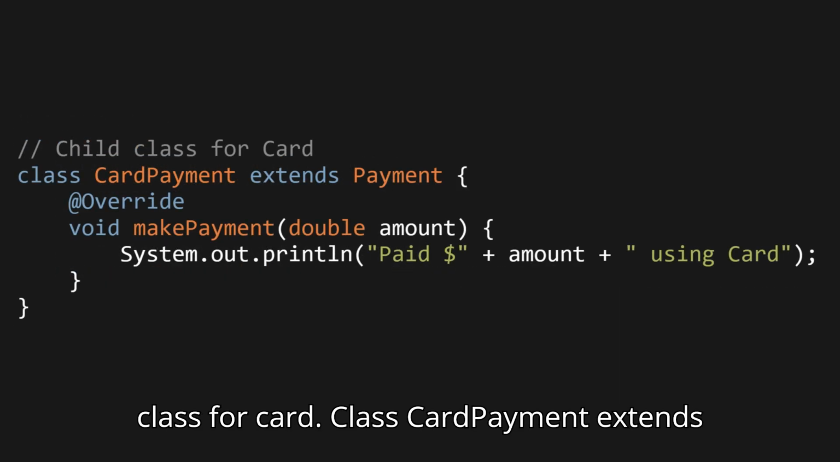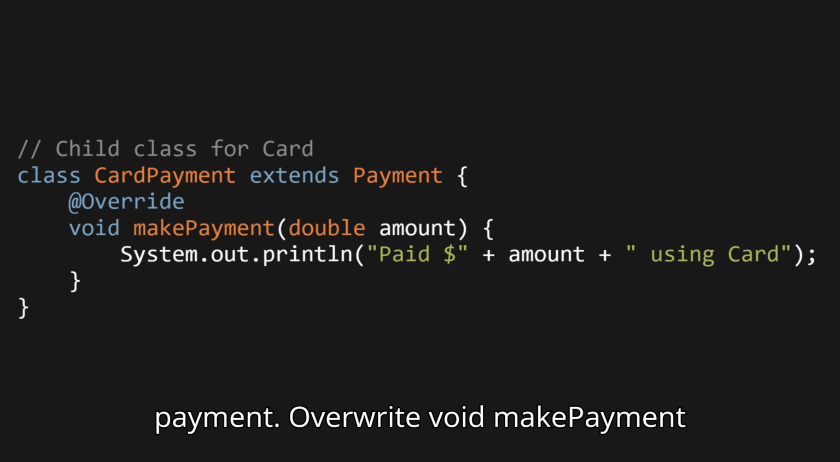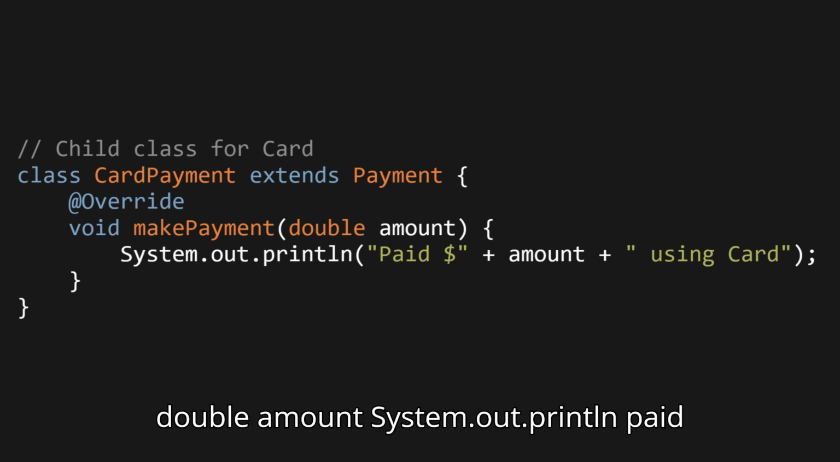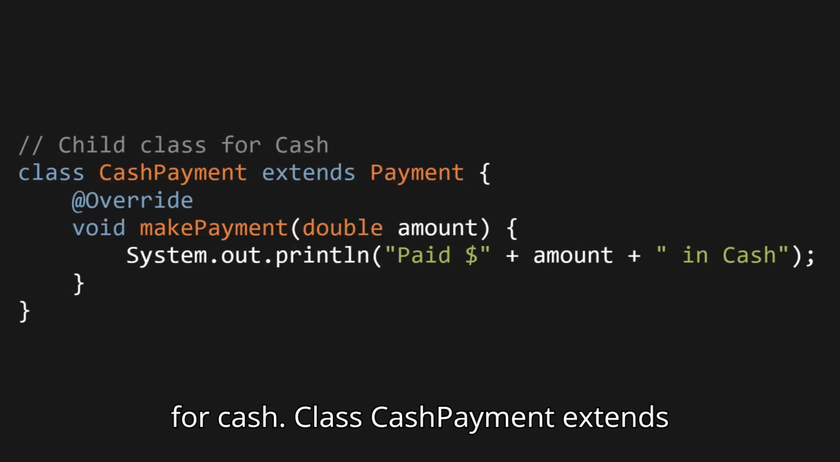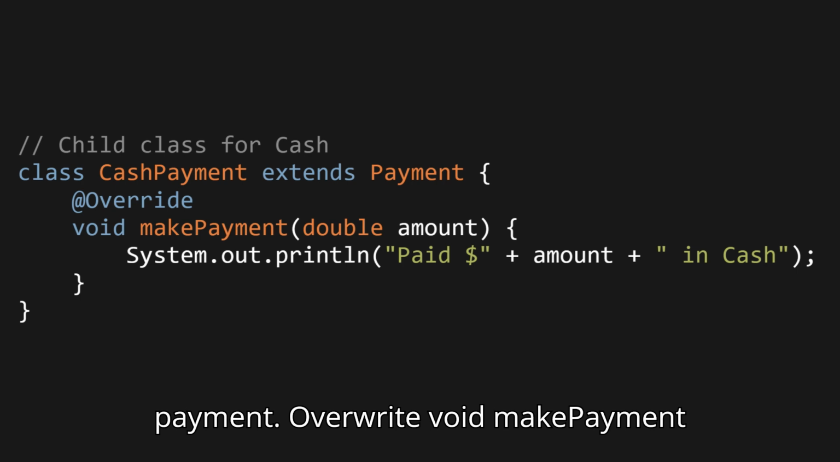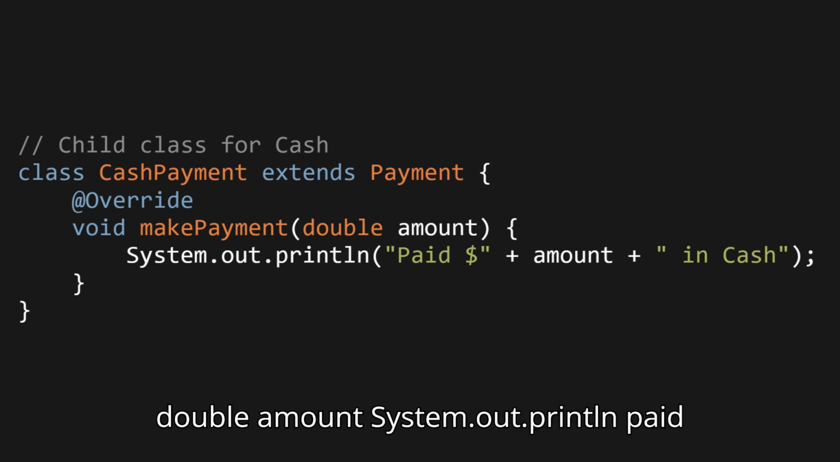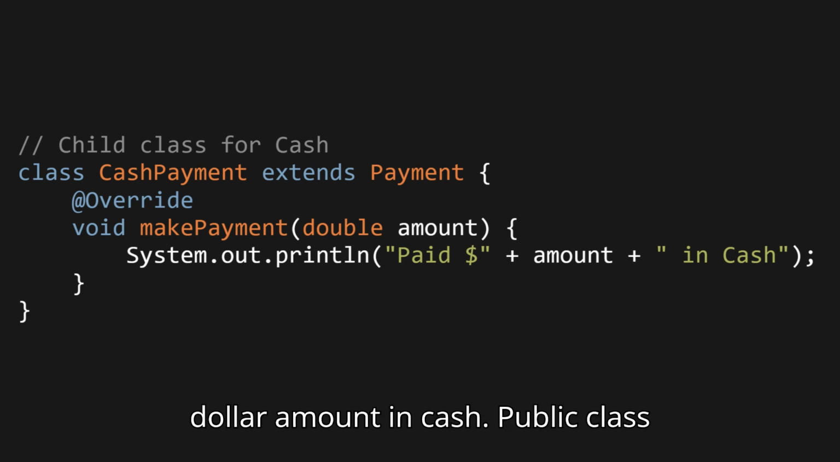Let's have a child class for card. Class CardPayment extends Payment. @Override void makePayment(double amount) { System.out.println("Paid $" + amount + " using card"); }. Child class for cash. Class CashPayment extends Payment. @Override void makePayment(double amount) { System.out.println("Paid $" + amount + " in cash"); }.